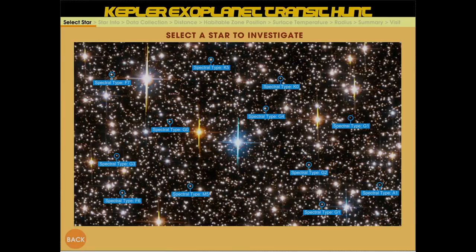Pick a star to investigate. Notice all the spectral types. Spectral type is a handy way to sort stars according to properties connected with the star spectrum. Properties such as size, temperature, and mass.